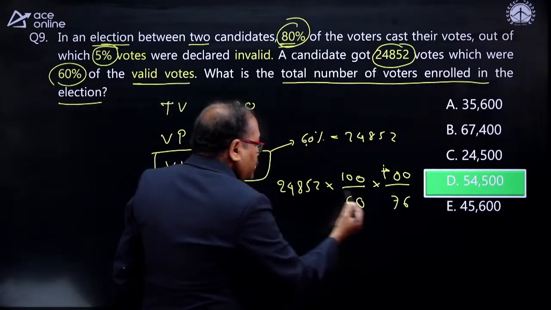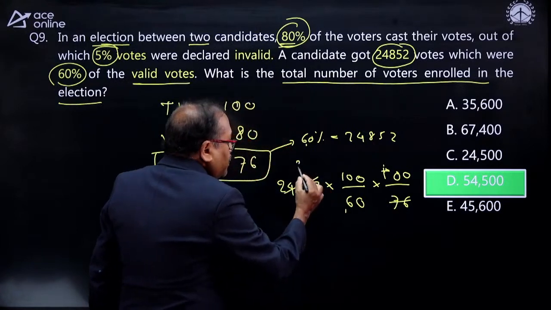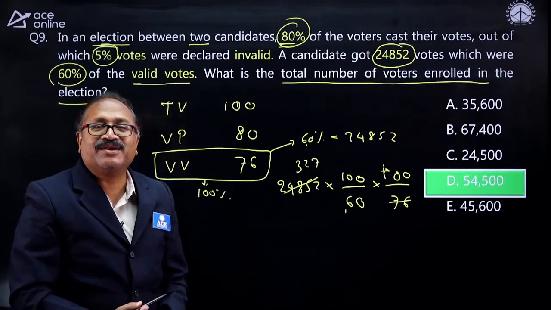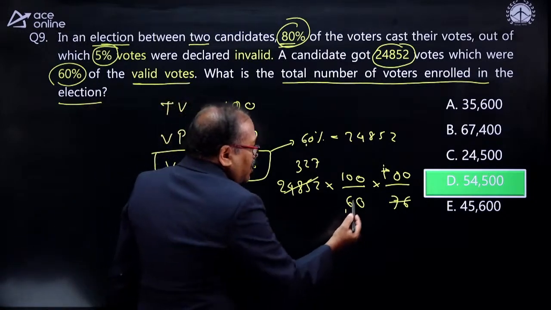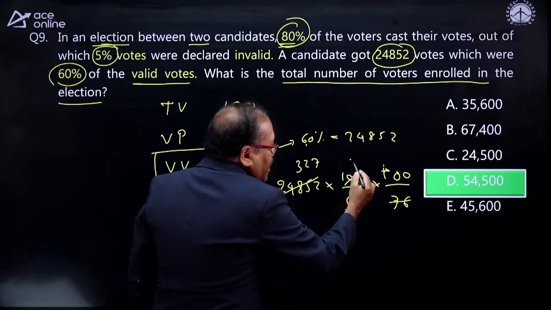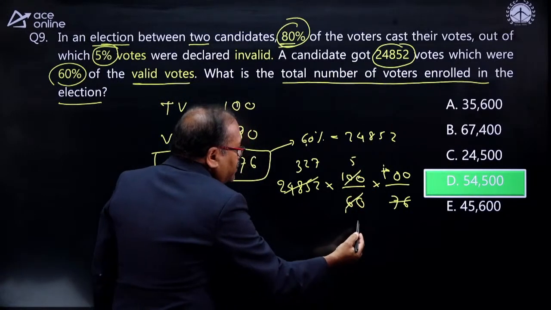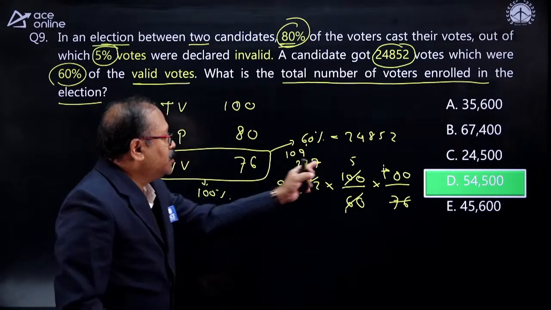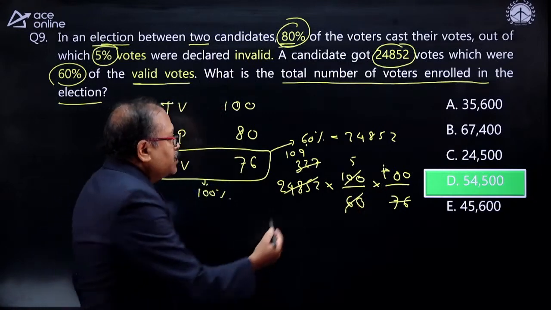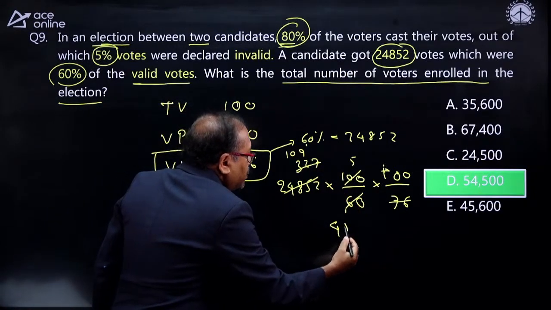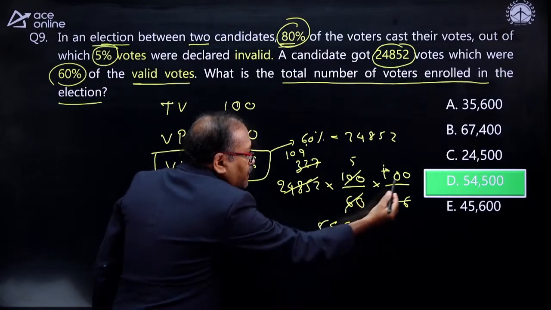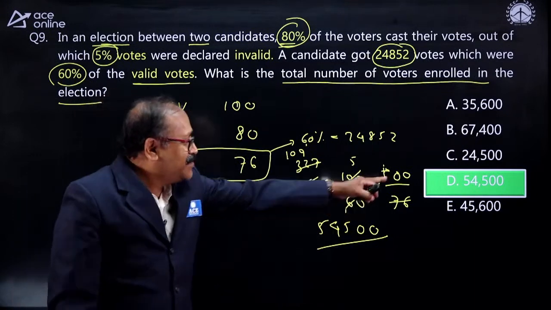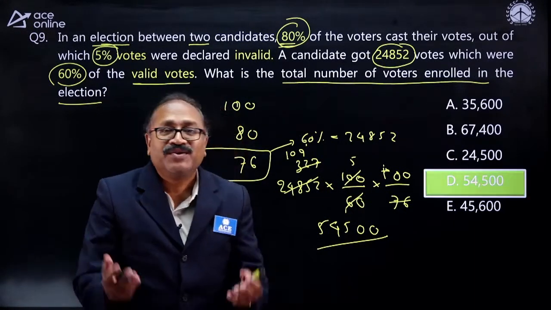If you can cancel this quickly, look at all my friends how easy this question is. Now I will cancel this with 25 times, and this is 3 times, and with this 3 it gets cancelled, 109. So 109 into 5 followed by 2 zeros. 9 fives are 45, and 5 ones are 5, followed by 2 zeros. That's your answer: 54,500. You rightly answered it.